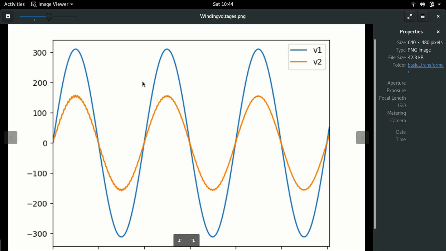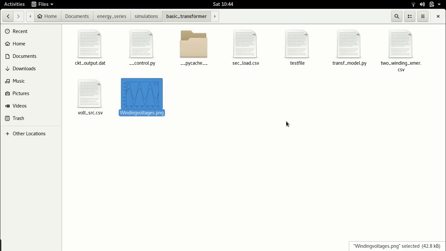So the blue line is the primary voltage, the yellow or orange line is the secondary voltage, and we do see that the secondary voltage is half the primary voltage, right? So we will continue with this analysis, a little bit of analysis in this lecture related to this.